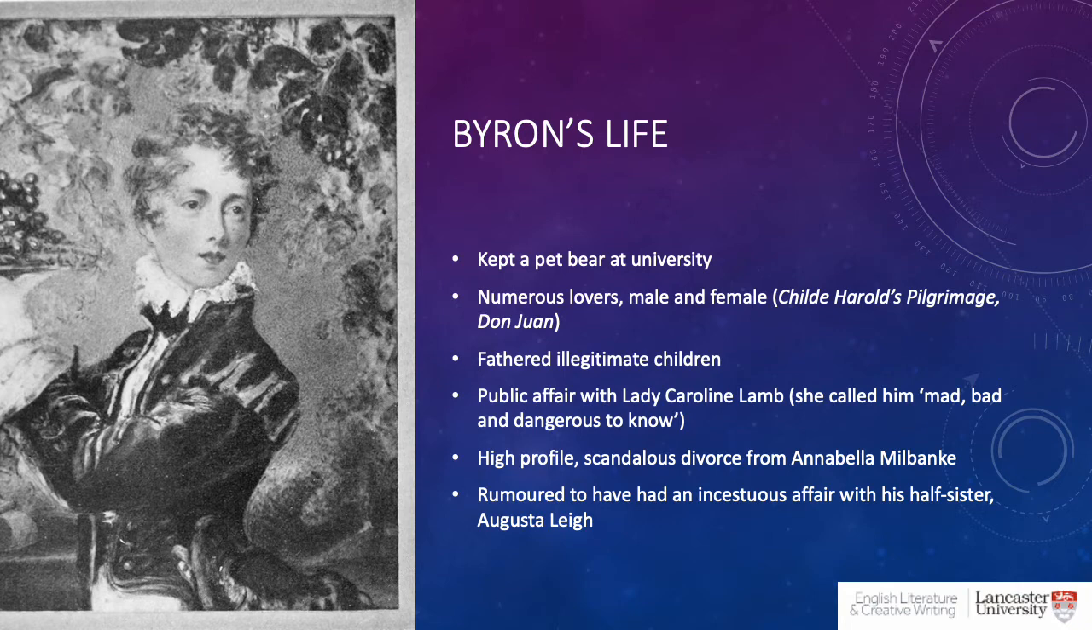He married the very moral and upright Annabella Milbank, but that marriage didn't survive. There was a high-profile and scandalous divorce in which she accused him of all sorts of terrible behaviors, and he didn't deny them. And then he was rumored to have had an incestuous affair with his married half-sister Augusta Leigh and to have fathered one of her children. There's quite a bit of evidence for this, but it's not been definitively proven.